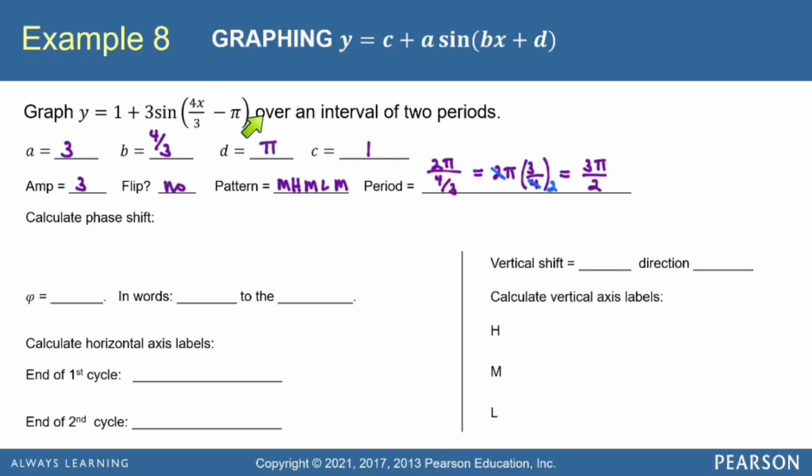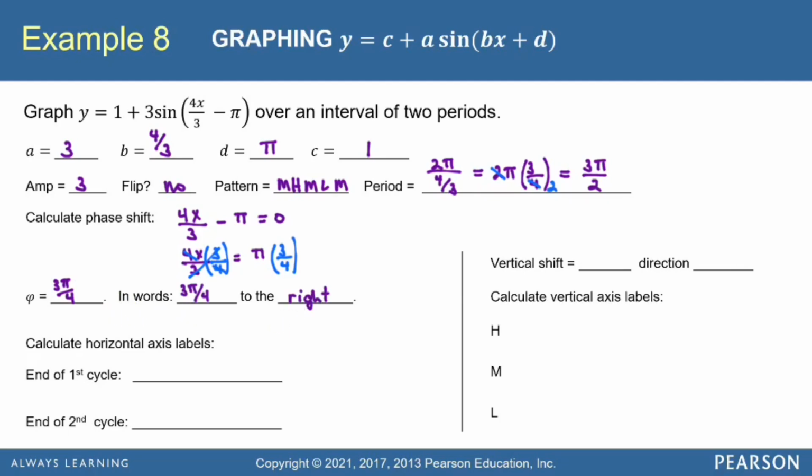Now we do have a number in the D position, so let's calculate phase shift. We take what's in the parentheses and we set it equal to 0. To solve this for x, we would add pi to both sides, which would give us 4x over 3 equals pi. And then to isolate the x, we would multiply both sides by the reciprocal of 4/3. That cancels the 3 and the 4 from the left side, and it just leaves us with x equals 3 pi over 4. So our phase shift is 3 pi over 4. And in words, that's 3 pi over 4 to the right.